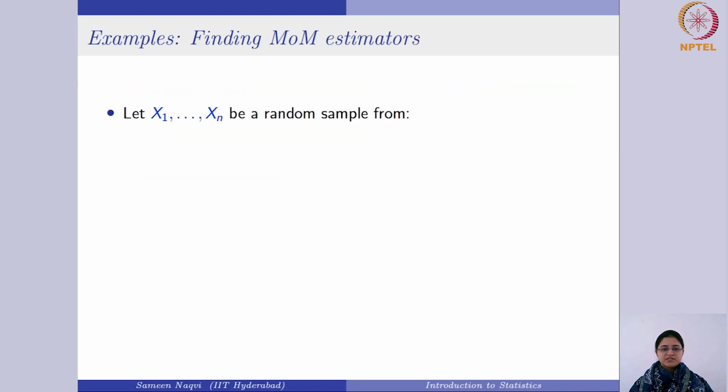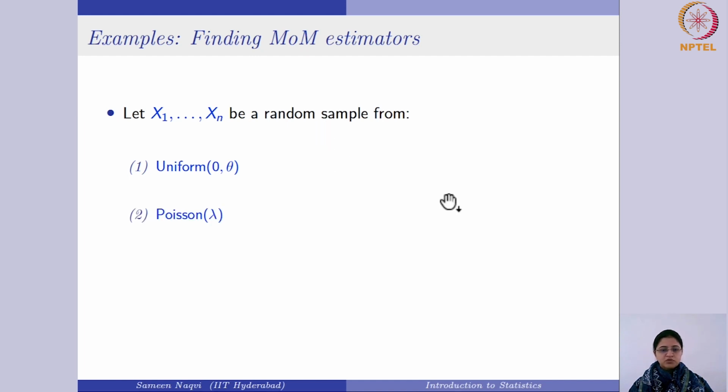So now let us see different examples of finding method of moment estimators. In this case, we are considering a random sample from uniform 0 theta, where theta is the parameter in which we are interested. We would like to estimate this theta by using the method of moments.